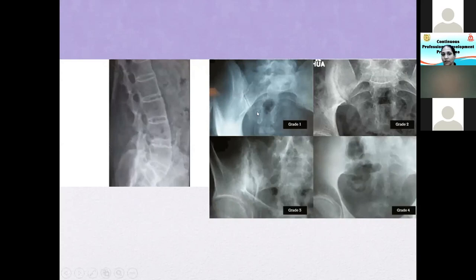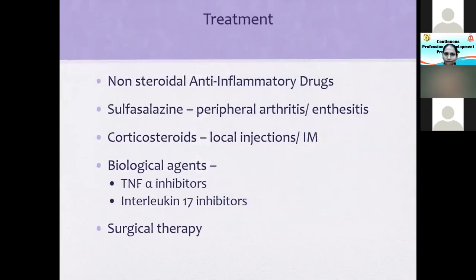Here you see the sacroiliac joint involvement, grade 1, there'll be very mild sclerosis. Starting with the iliac side, you will have sclerosis and some erosions, and in grade 3 you will see, because of the marked erosions, the sacroiliac joint might appear to be widened. We call it pseudo-widening, and later on it will be fully ankylosed in grade 4.